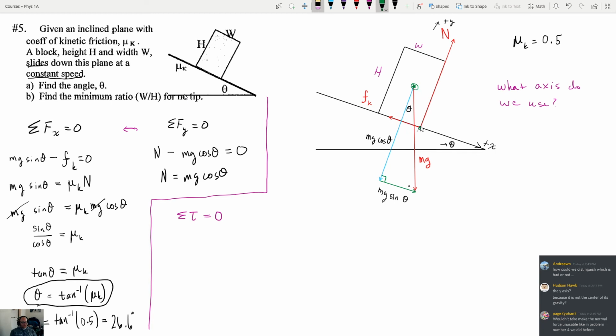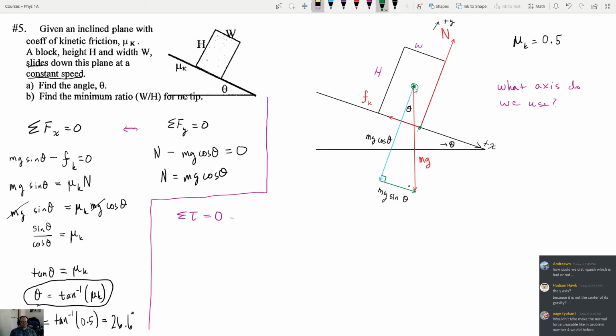So the problem with choosing this one is that you've got the weight right here, right? But that's the only thing that would show up in the torque equation. It's the only thing. It would just be the weight. And so you'd say the torque from the weight has to be 0. That doesn't tell us anything, basically, unfortunately. So instead, we're going to use the center.